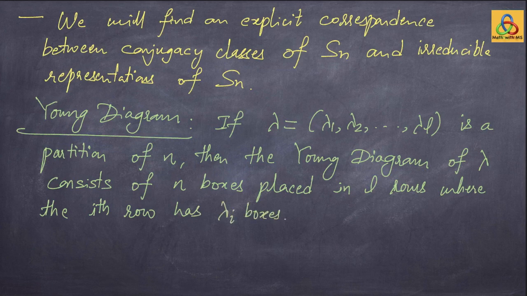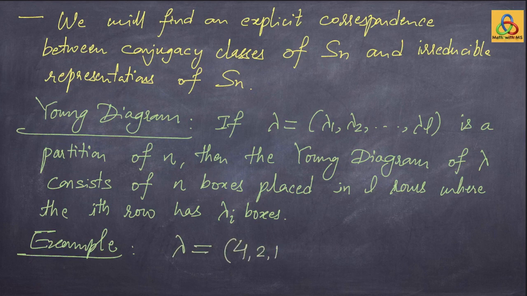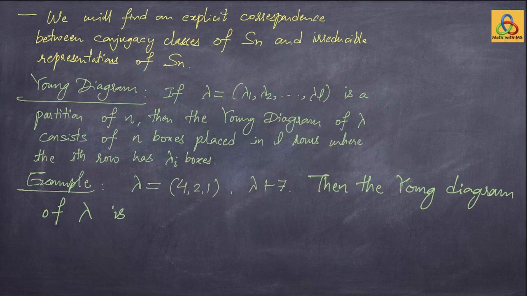Let us see an example. Take the partition lambda equals 4, 2, 1. Then lambda is a partition of 7. Then the Young diagram of the partition lambda is the following. It needs to have 3 rows, where the first row will have 4 boxes, the second row will have 2 boxes, and the last row will have 1 box. This is the Young diagram of this partition lambda equals 4, 2, 1 of 7.